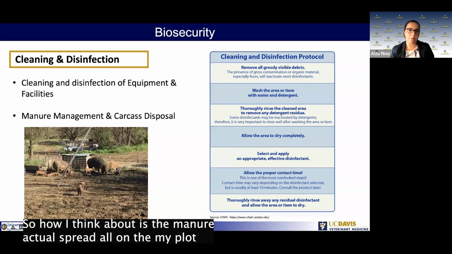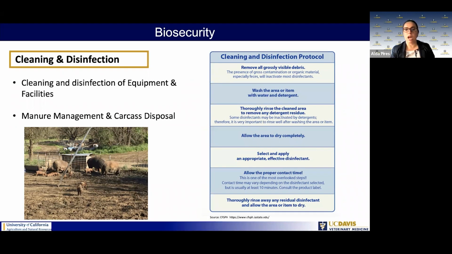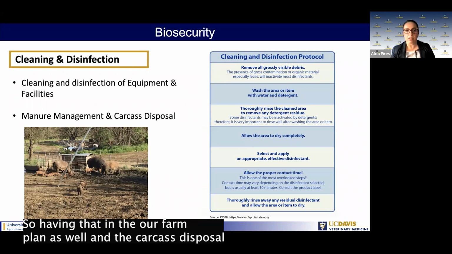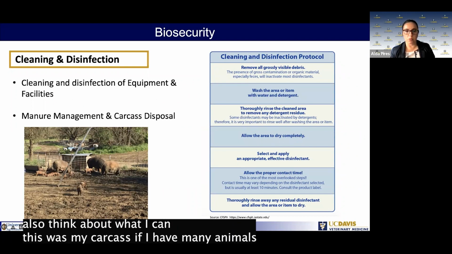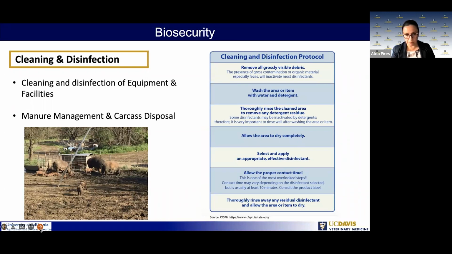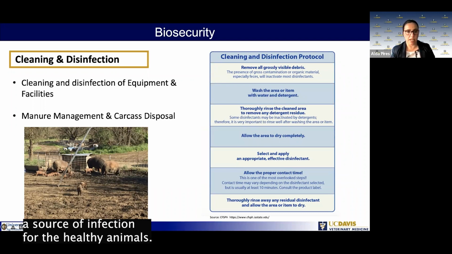So we think about whether the manure is spread all over my plot or field or pen, or whether we are making a pile of that manure. Am I going to do composting or not, and where am I going to put that pile? So have that in your farm plan as well. And for carcass disposal, also think about where I can dispose of my carcasses. If I have many sick animals, how can we dispose of those carcasses so they will not be a source of infection for the healthy animals?